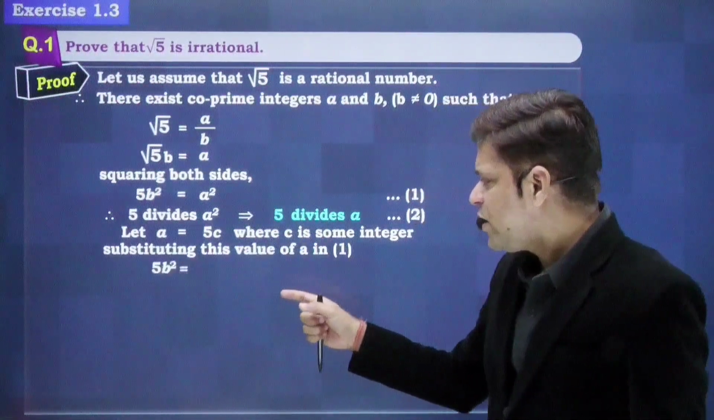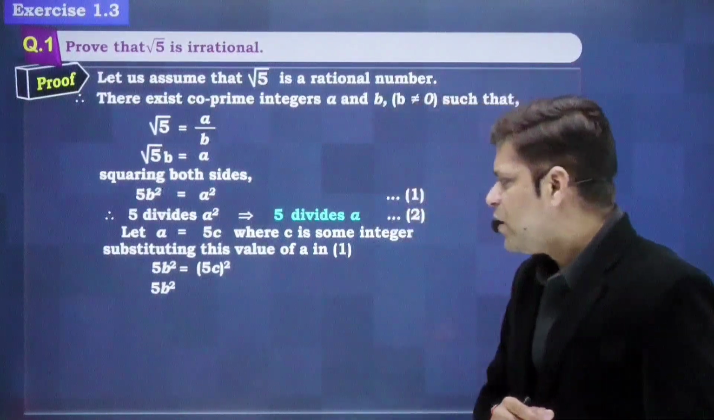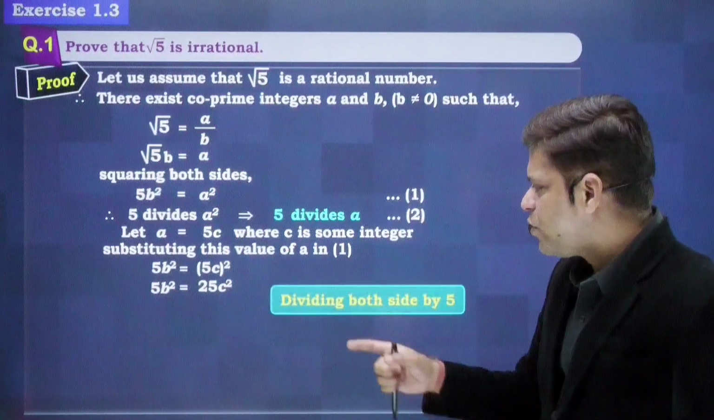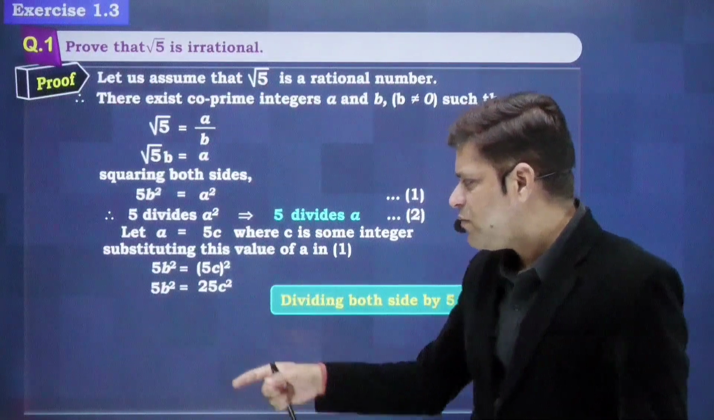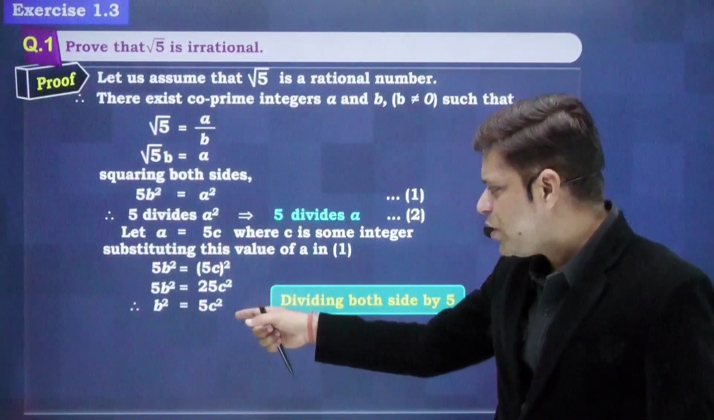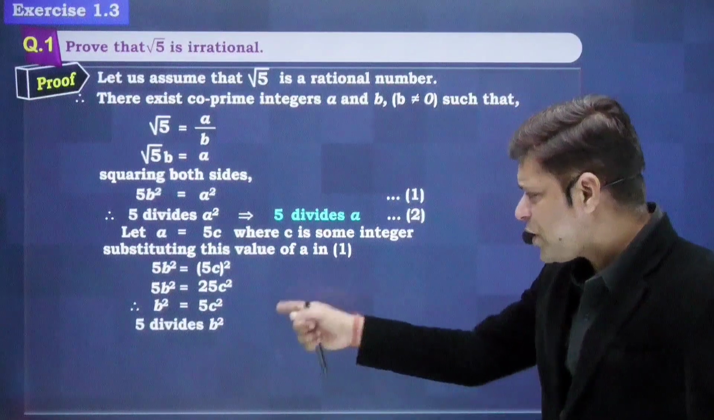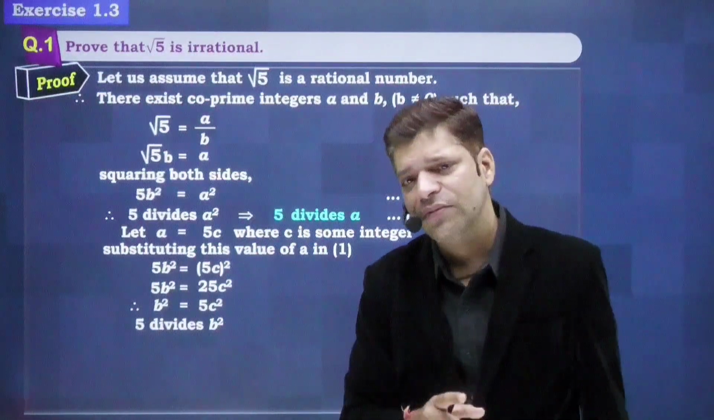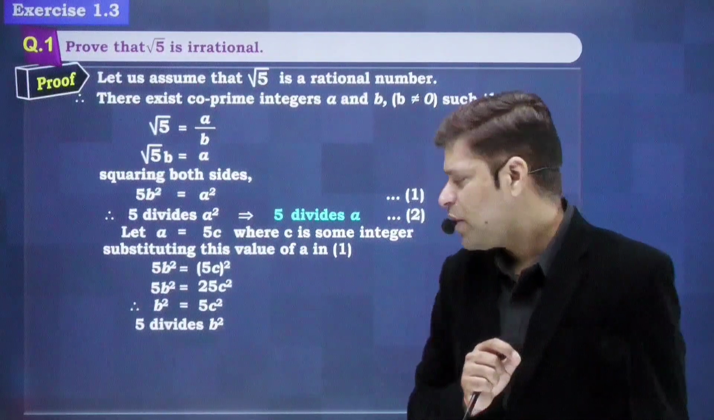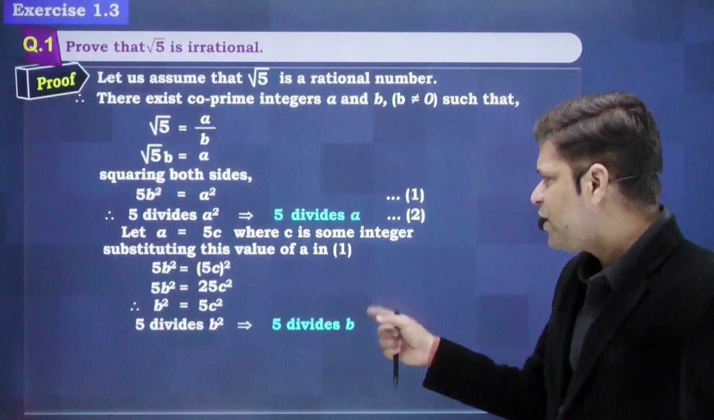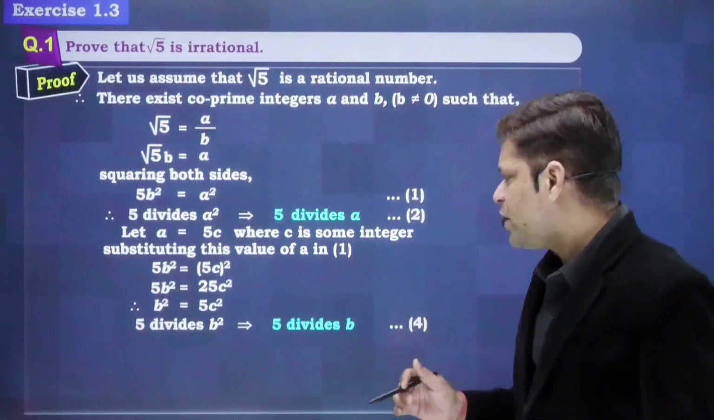We get 5b square equals 5c whole square, so 5b square equals 25c square. Dividing both sides by 5, we get b square equals 5c square. So we conclude that 5 divides b square, and by the theorem, if 5 divides b square, it implies that 5 divides b. This is equation number 4, right?